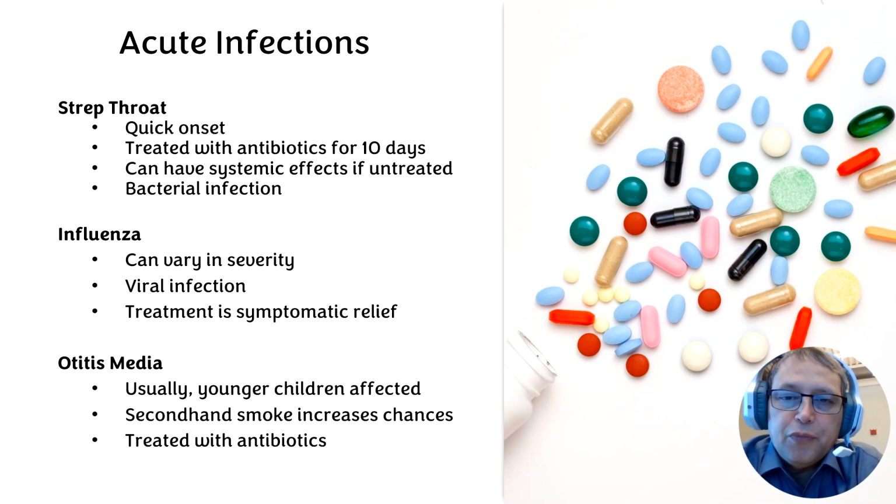Acute infections are things like strep throat, influenza, and otitis media. Strep is bacterial and requires antibiotics. Influenza is viral, so treatment is generally supportive, while otitis media is common in children and is often linked to smoke exposure. It may require antibiotics, although antibiotics are not always your first option of intervention.